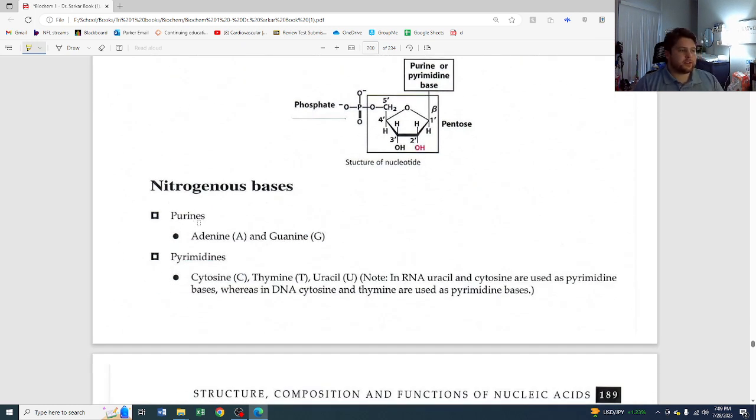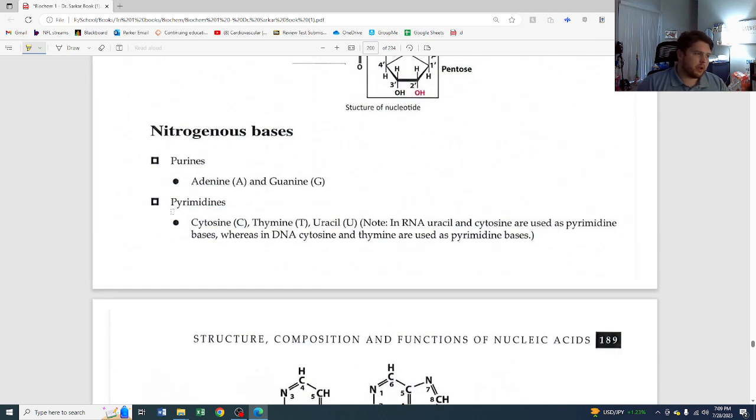So our purines are adenine and guanine, and our pyrimidines are cytosine and thymine. Also uracil. Uracil is specific to RNA, so you will only see uracil when you're talking about RNA. Uracil is actually going to take the place of thymine when you build RNA. That's what this note says. In RNA, uracil and cytosine are used as pyrimidine bases, whereas in DNA, cytosine and thymine are used as pyrimidine bases.